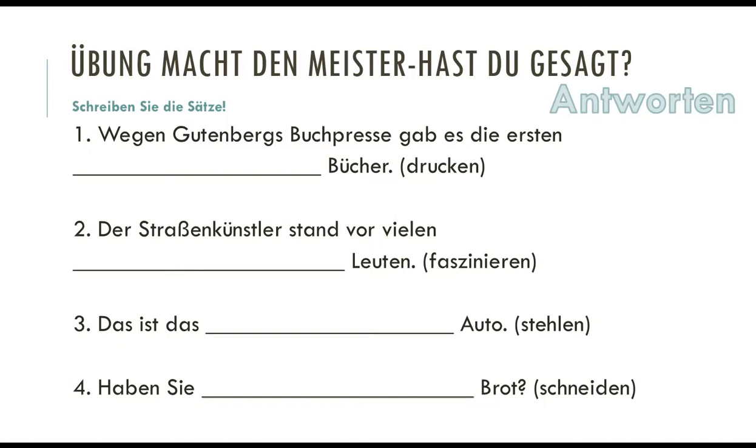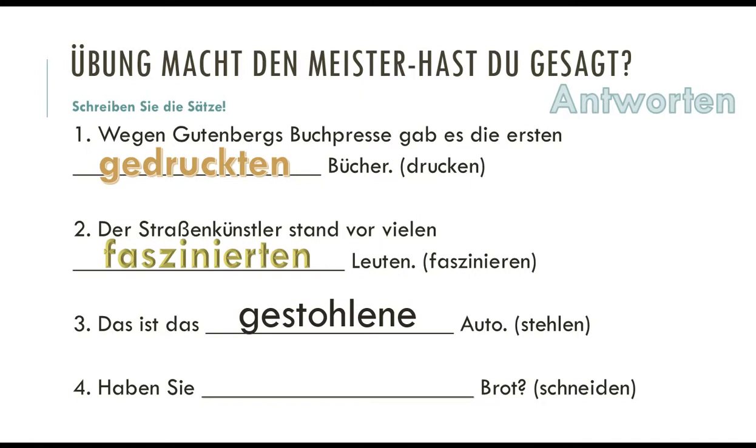Okay, go ahead and make all corrections as we go through these. Wegen Gutenbergs Buchpresse gab es die ersten gedruckten Bücher. Nummer 2. Der Straßenkünstler stand vor vielen faszinierten Leuten. Das ist das gestohlene Auto. Haben Sie geschnittenes Brot? So schneiden, geschnitten, stellen, gestohlen, faszinierten, drucken, gedruckt. Danke.